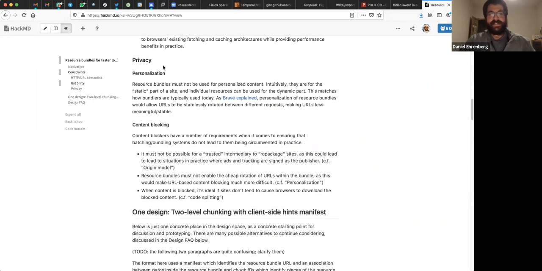So the privacy constraint was personalization. Brave's post was all about the potential for scrambling URLs, making URLs less meaningful. Meaningful URLs are important for ad blockers or content blocking in general, because they need to be able to put regular expressions against those URLs to determine what not to render. You can tut-tut all day about how that technique is not meaningful, but it works today, and it would be nice for it to not break.